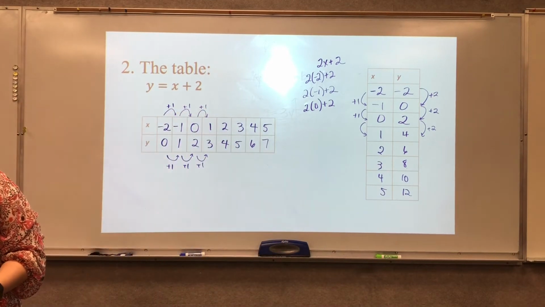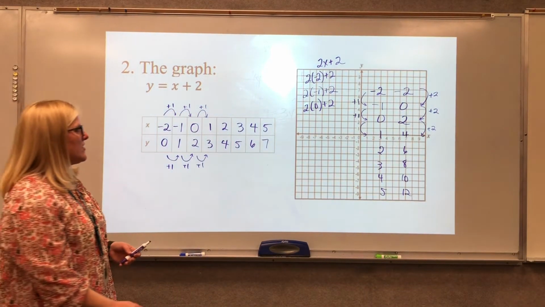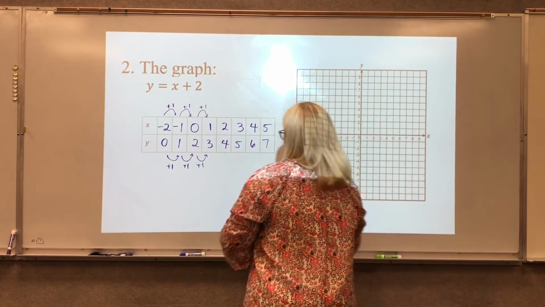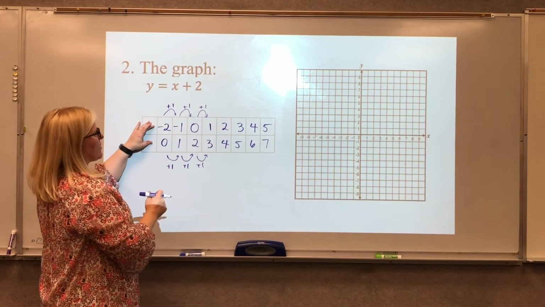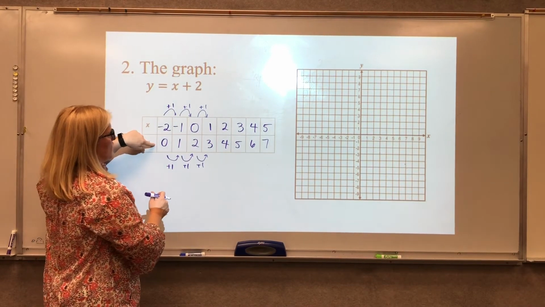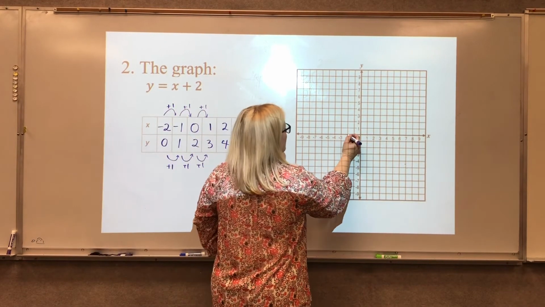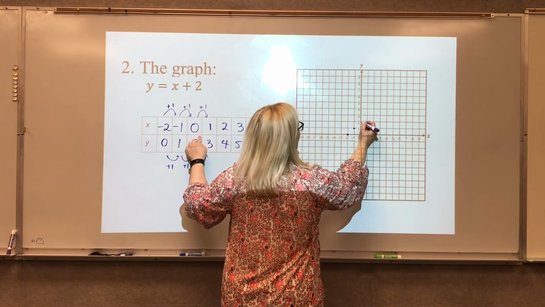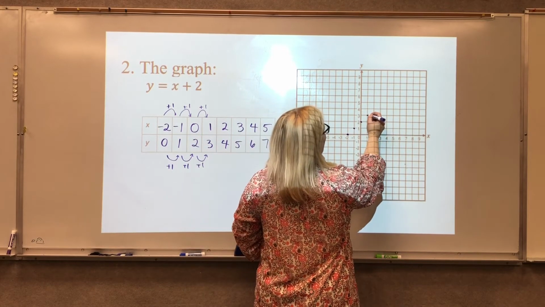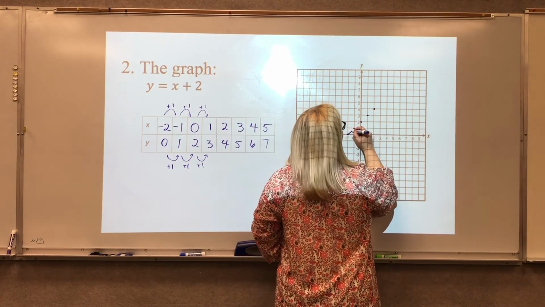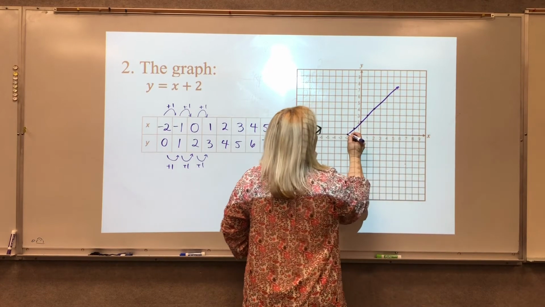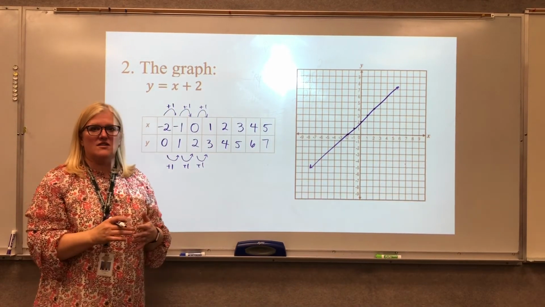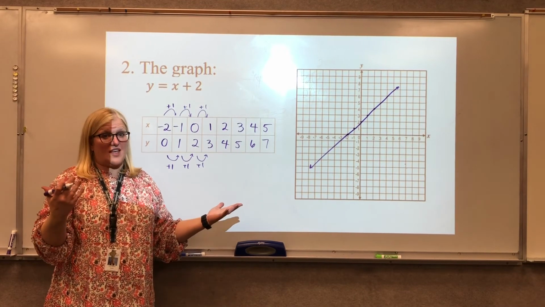All right, lastly, we have a graph. And I just kept these up here. So these are coordinates. Okay, this is -2, 0. So I have -2, 0. I have -1, 1, 0, 2, 1, 3, etc. And when I connect all of those, I have a line. So that's how we can tell if it's linear by a graph. It looks like a line.